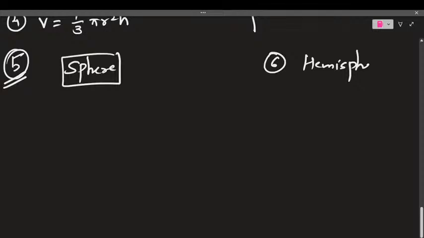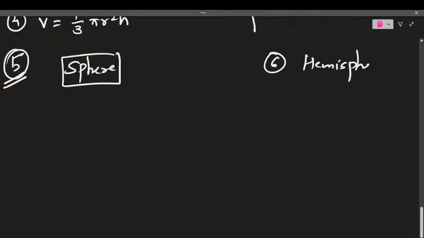Curved surface area is 2 pi r square. For the sphere, the volume is 4 over 3 pi r cube, but for the hemisphere the volume will be half. CSA will be 2 pi r square, half of your sphere's, but TSA will include the base area. You have to add the curved surface area and the base area pi r square, and you will get 3 pi r square as your total surface area.